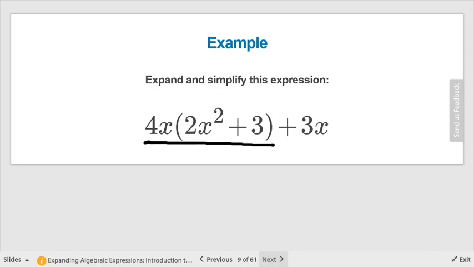Okay, but hold on a minute. Is this part of the bracket? No. Isn't there an operation symbol between it? So it doesn't touch it. Those operation symbols separate it from the bracket. Isn't there an operation symbol between the 4x and the bracket? There's an assumed one. What is it?